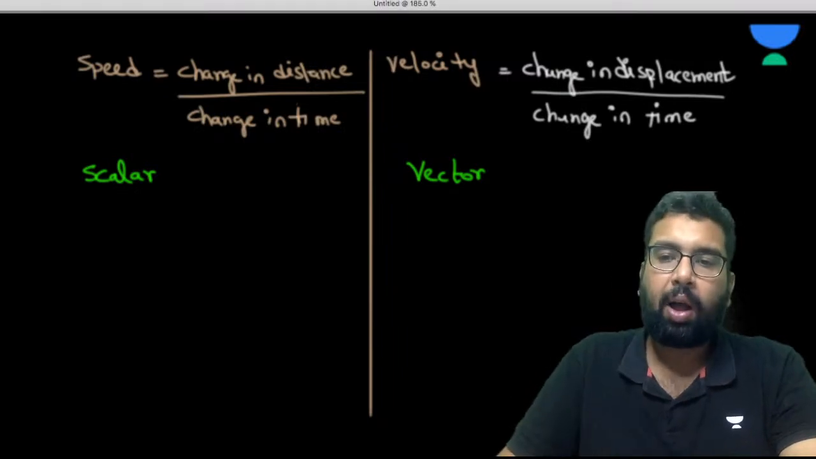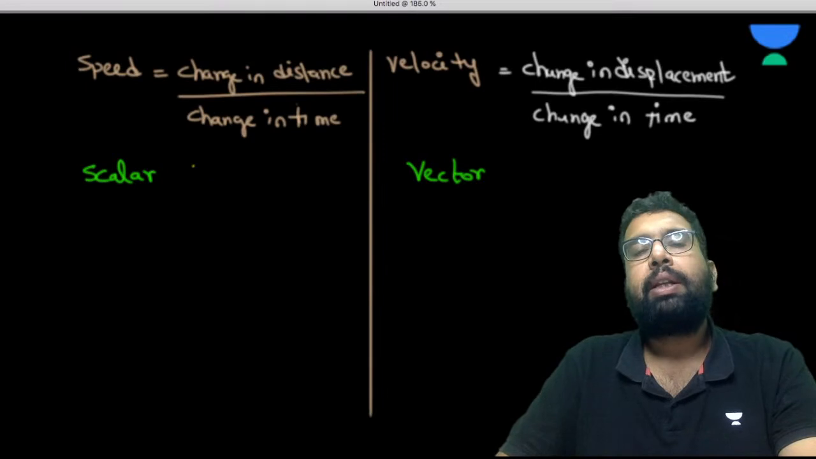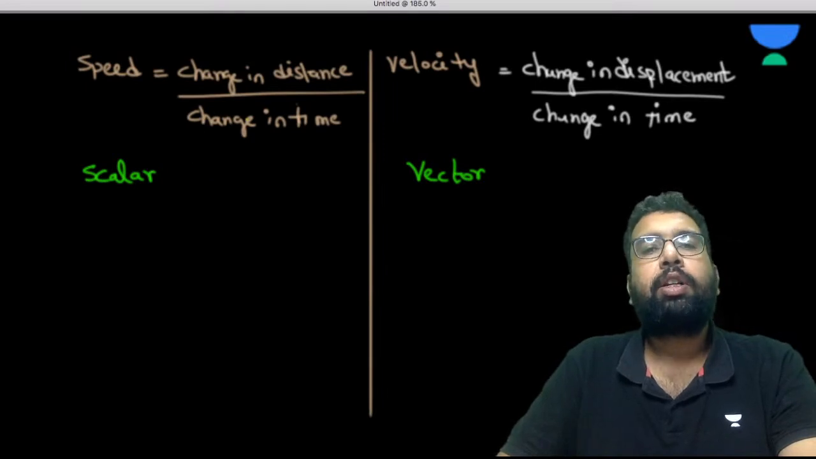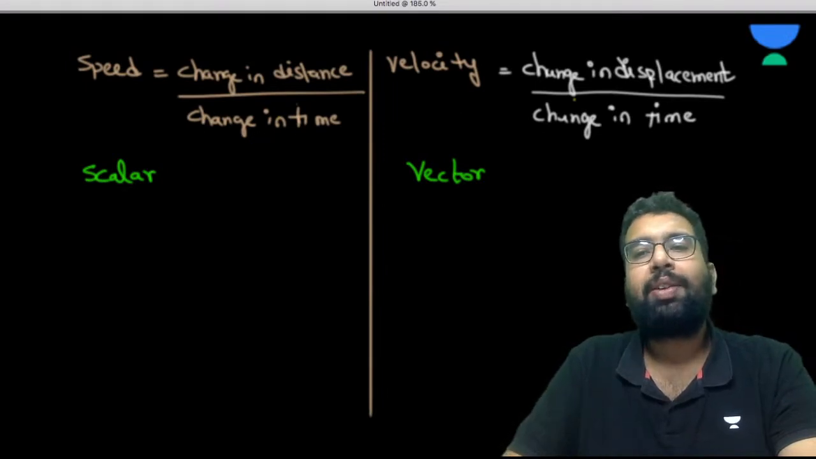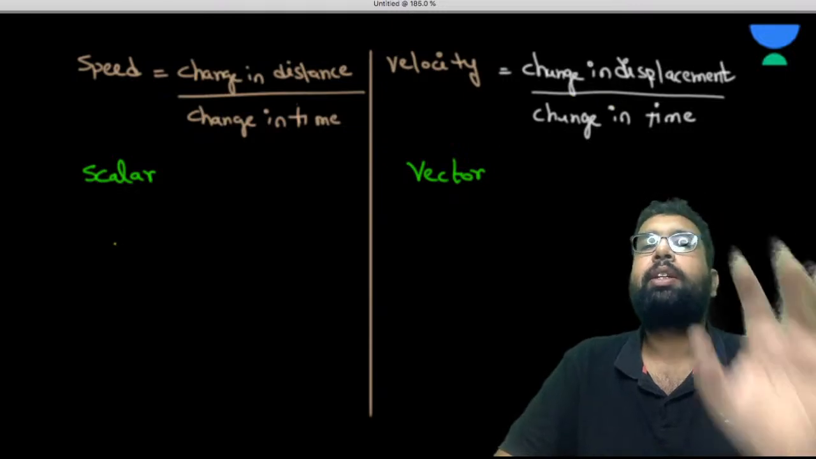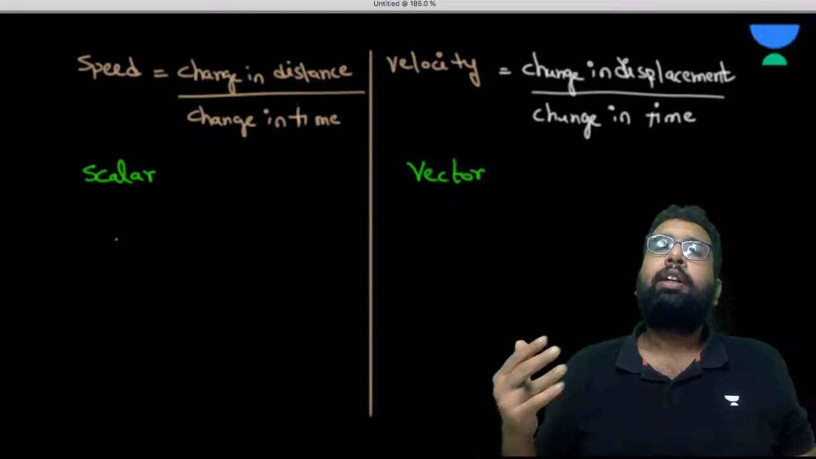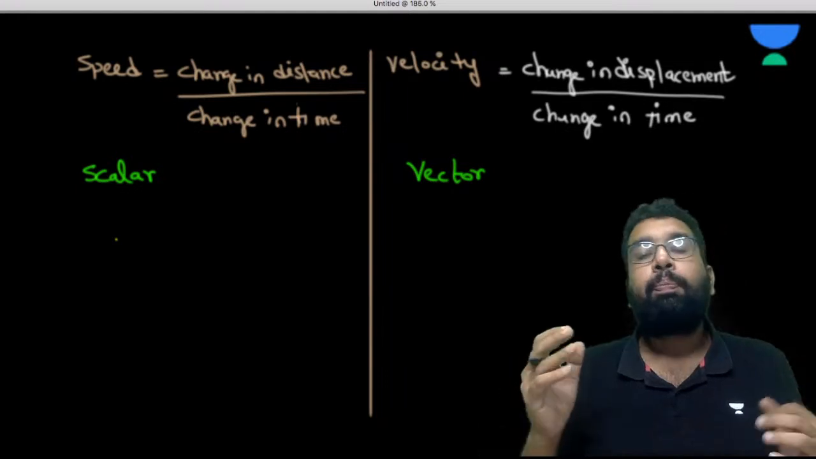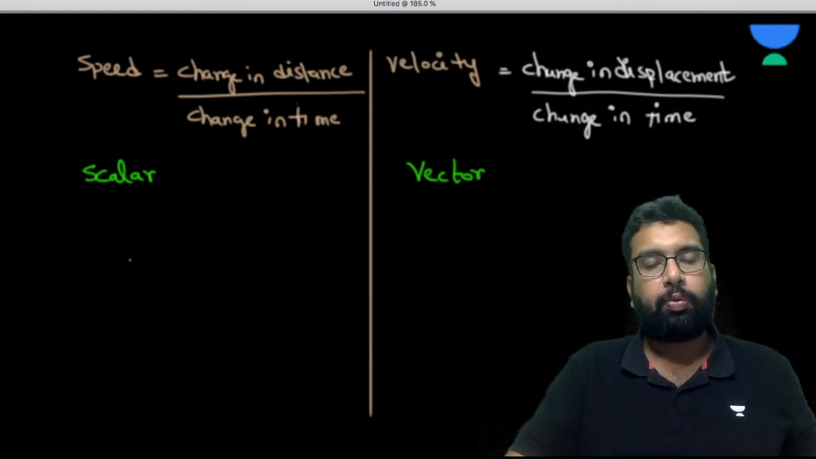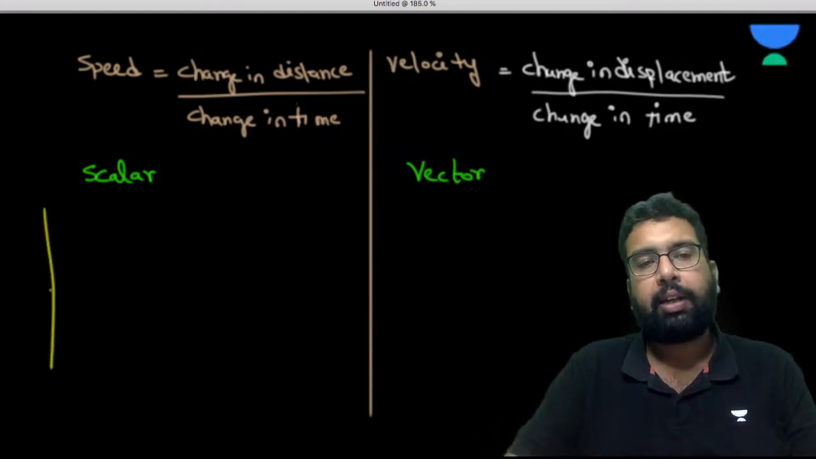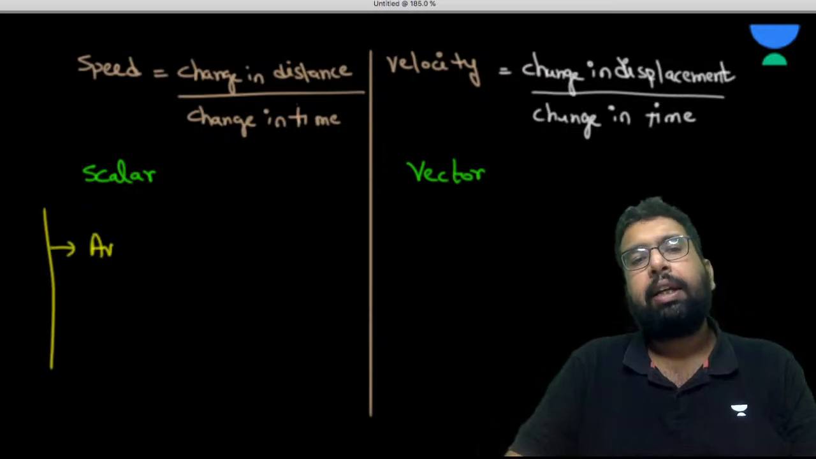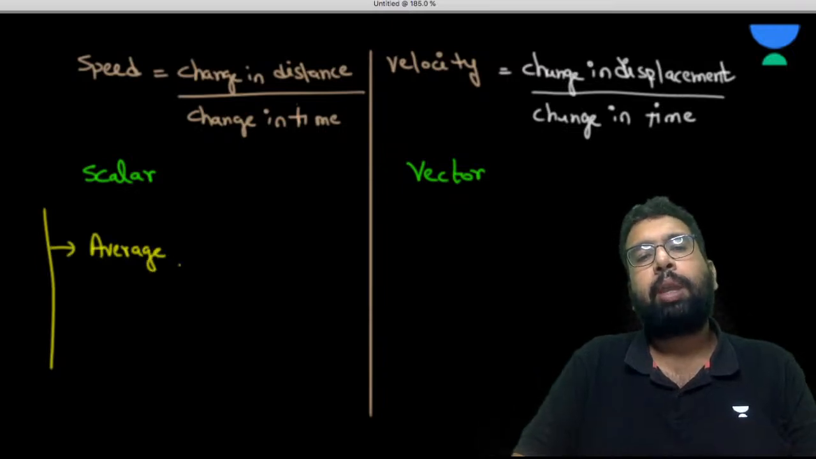So how can we deal with it? Please understand this. Speed is equal to change in distance upon change in time. Velocity is equal to change in displacement upon change in time. One is scalar, one is vector. This is something we already know. But when we are talking about speed, basically we are interested in two things. This concept we'll be doing with the help of questions.